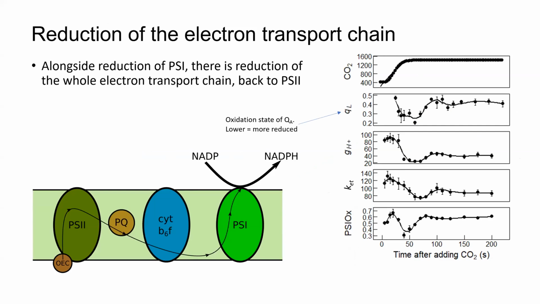After PS1 is reduced, the rest of the electron transport chain follows suit. This is qL, which is a measurement of the oxidation state of QA, which is one of the very first electron acceptors coming from PS2. When you run out of NADP, you get reduction of PS1 that builds up back pressure, and it reduces all the way back to PS2. Nothing is being done to increase the flow of electrons from photosystem 2. The light hasn't increased, and instead it has to be the inability to pass on its electrons that causes reduction of QA.